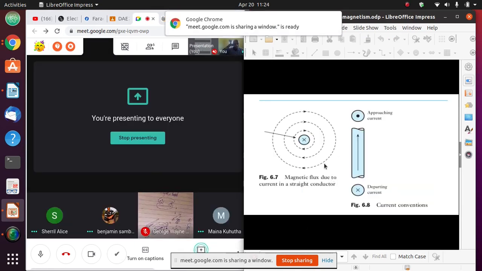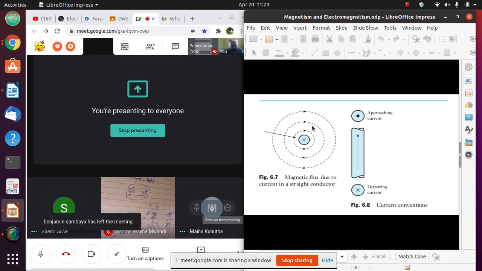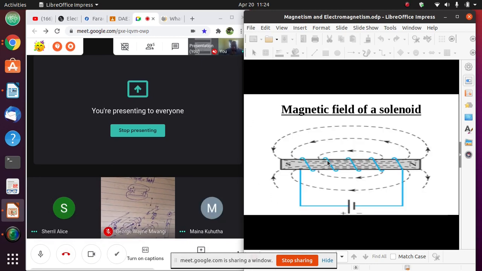This is what I was saying. When you're told to represent current in a conductor, the convention is that X will represent where the current is coming from, and this dot will represent where the current is going to. So this is the magnetic field, the lines of magnetic flux around a conductor. When the current is coming from this point, the magnetic field will be in a clockwise manner. If the current was coming towards this point, then it will be in the anti-clockwise direction. Any questions?